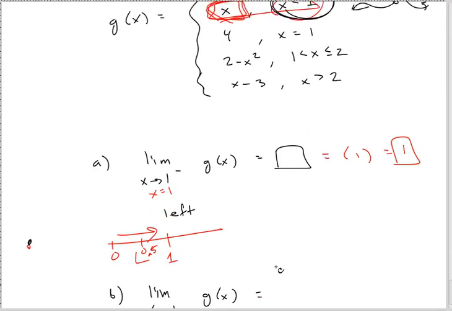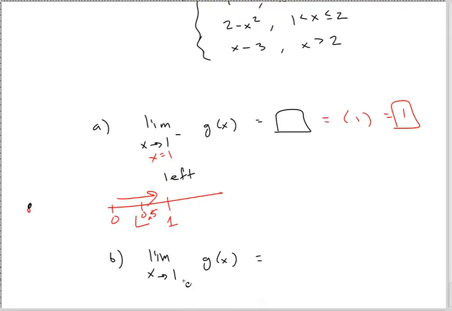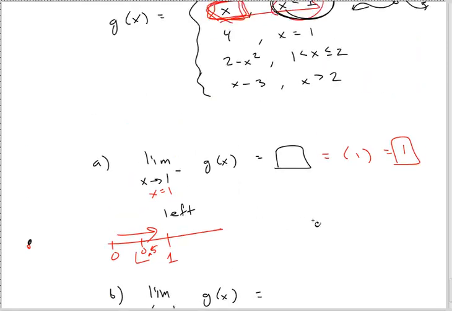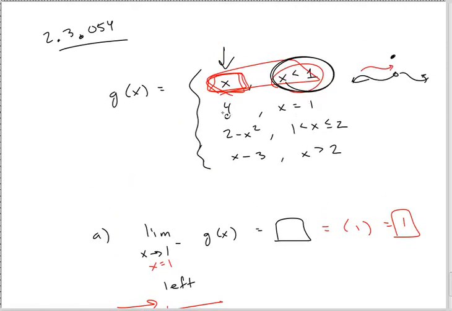So the next one says, hey, what's the limit as x approaches 1? Not from the right, not from the left. They're looking for both sides. And so we already did this one. Again, this point does not matter to me. I don't care about the point.